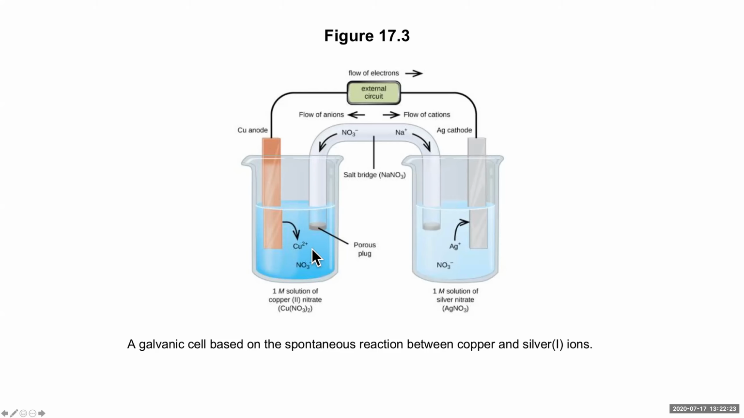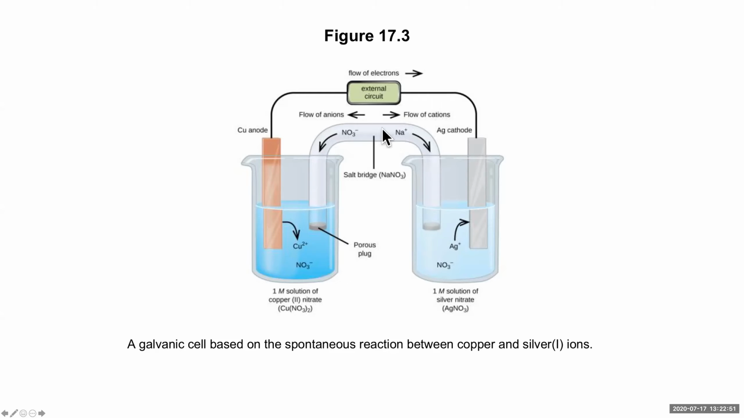Typically, the real common thing, we're going to talk about standard cell potentials. And in a standard cell, the concentration of the copper 2+ would be 1 molar. And then you have this salt bridge, which is full of sodium nitrate. So that's an inert substance. So sodium ions don't do anything. They're not involved in the reaction. The nitrate's not involved. So you just need some inert salt.